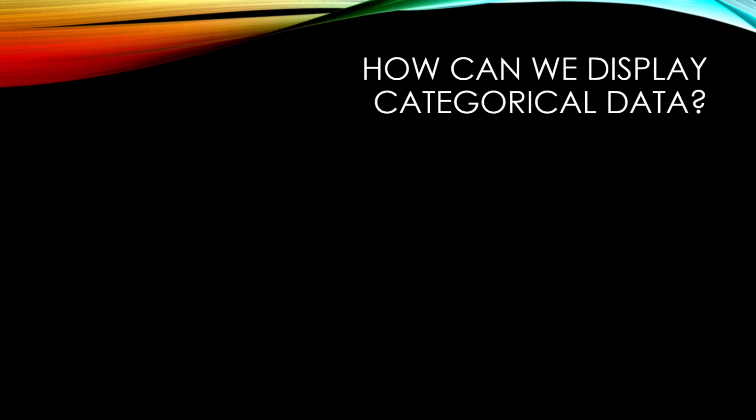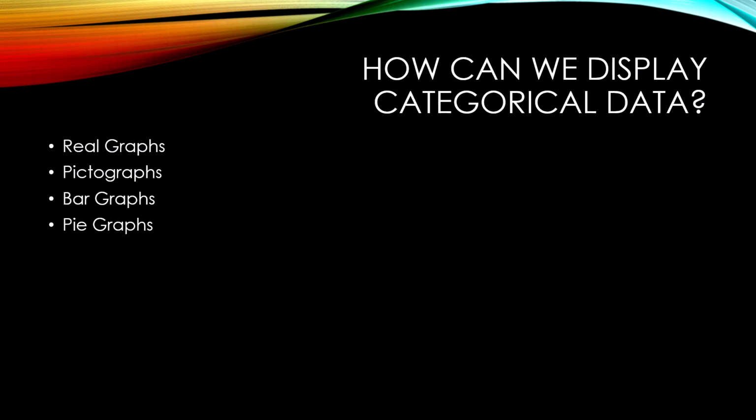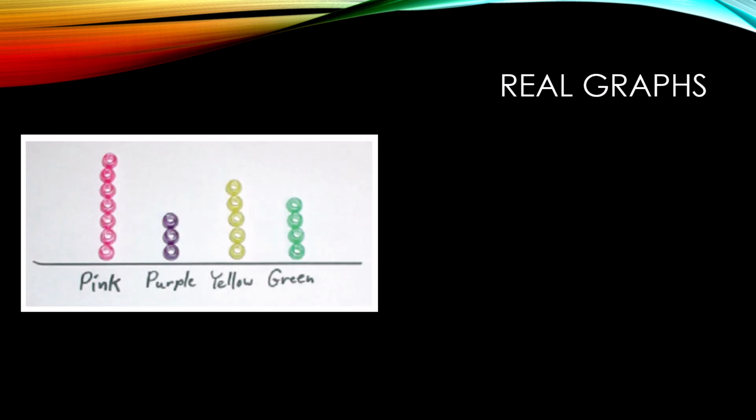So let's talk first about displaying categorical data. We use real graphs, pictographs, bar graphs, and pie graphs, and we're going to look at each of these. I hate pie graphs, by the way, and I'll explain why. So here's a real graph. In a real graph, we give students some sort of real object and have them stack them to compare them or line them up like this.